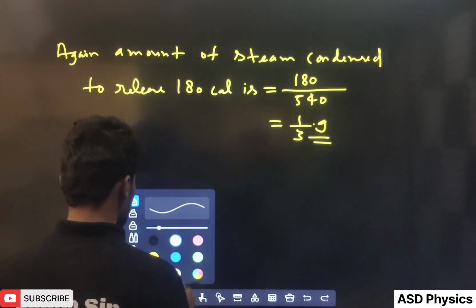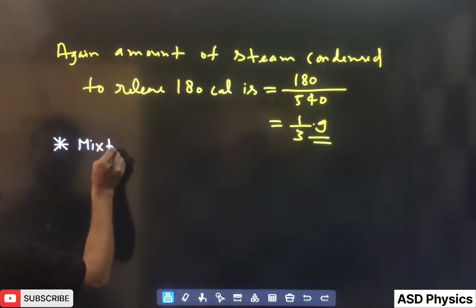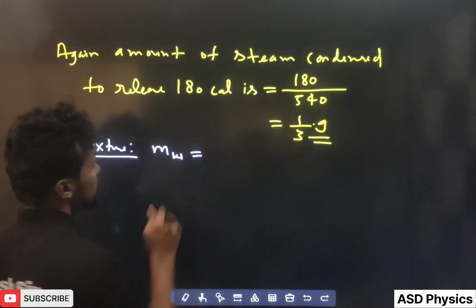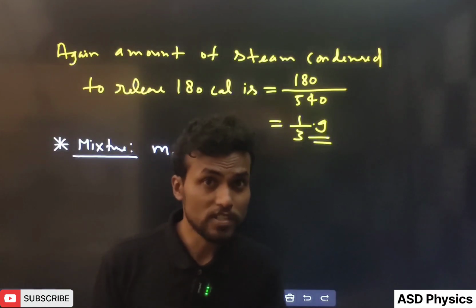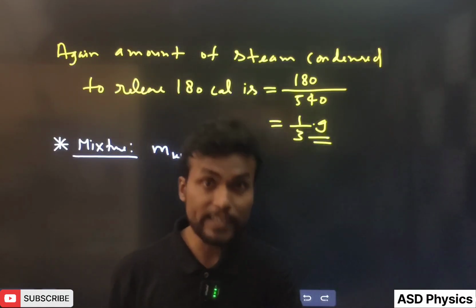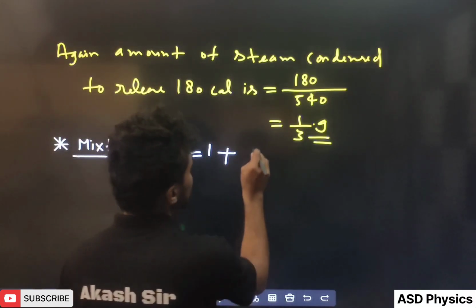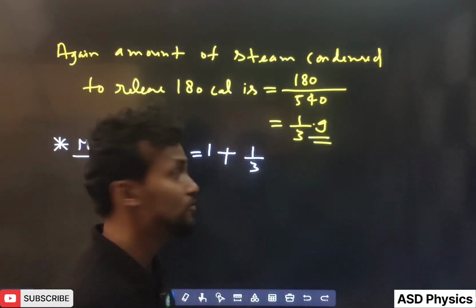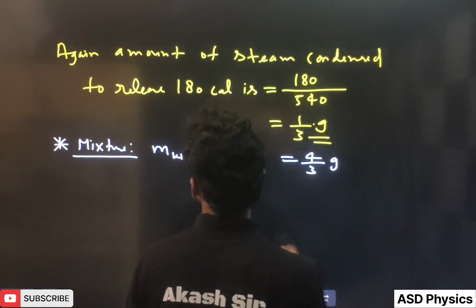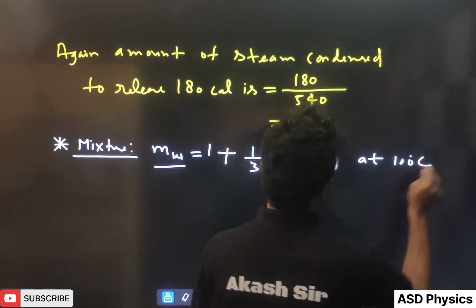That means now what will happen here? Let's talk about the situation. If we talk about the mixture, first let's analyze the mixture. So first, if we talk about the mass of water, you already know 1 gram of ice was there. This has converted into water and even steam is also converting into water. That means this 1 gram will come from ice and this 1 by 3 gram will come from steam. That means in the mixture, 4 by 3 gram water will be there, at 100 degrees Celsius.